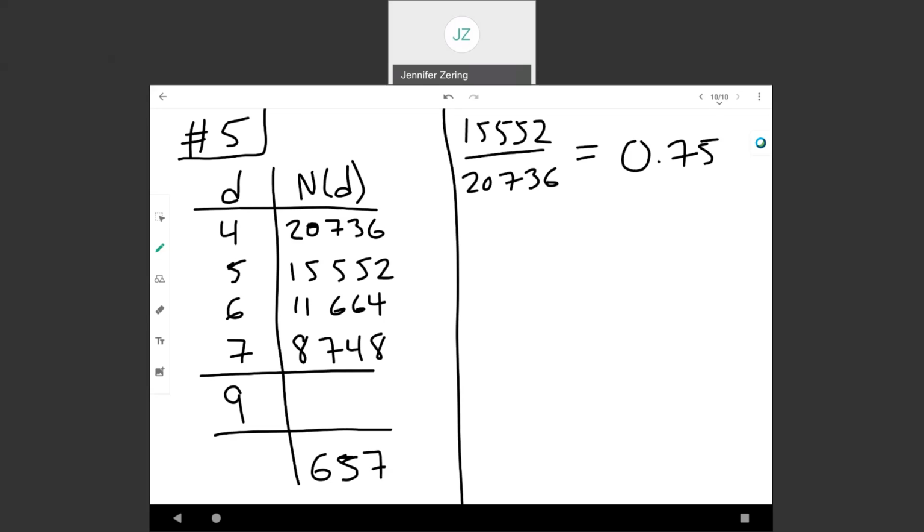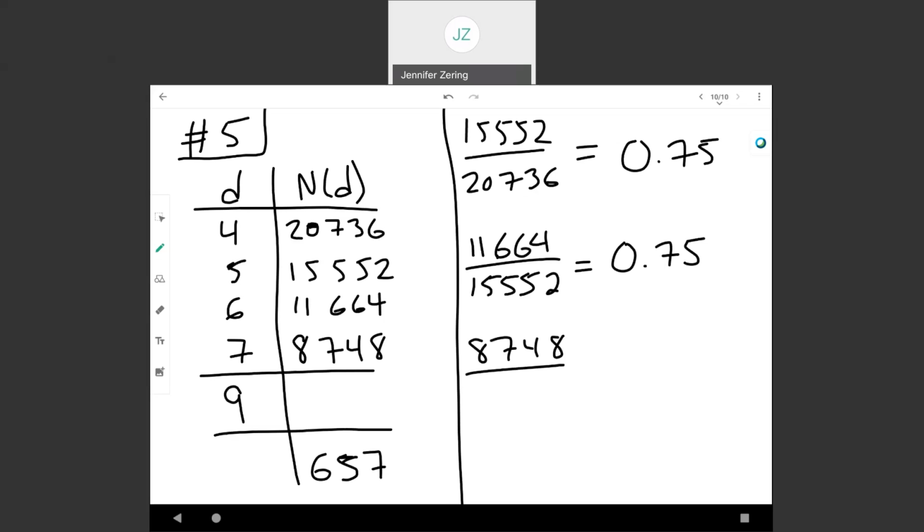And then I do that again, but now for day 6 and day 5. So we have 11,664 compares to 15,552, and we get 0.75. And then one more time for day 7 compared to day 6. So 8,748 compares to 11,664, and again, we get 0.75. So because we're getting the same number for each of these ratios, each of these divisions, that means we do have something that is exponential. So we're able to create an equation for it. We're able to identify all the parts of it, and we'll be able to fill in the missing values on the table. Okay, so let's talk about the equation.